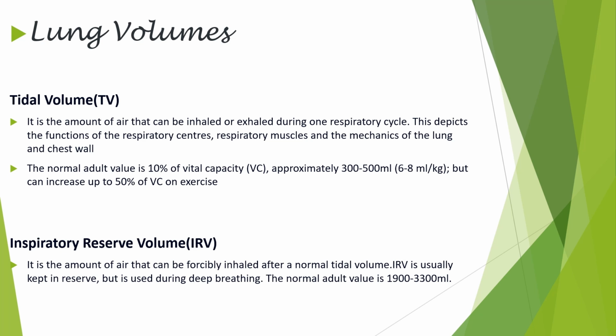First is tidal volume. Tidal volume is the amount of air that can be inhaled or exhaled during one respiratory cycle. This depicts the function of the respiratory centers, respiratory muscles, and the mechanics of the lung and chest wall. The normal adult value is 10% of vital capacity, approximately 300 to 500 ml, 6 to 8 ml per kilogram, but can increase up to 50% of vital capacity on exercise.